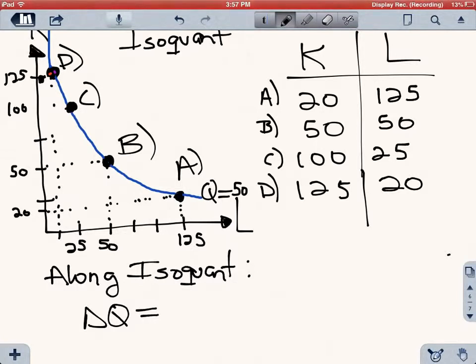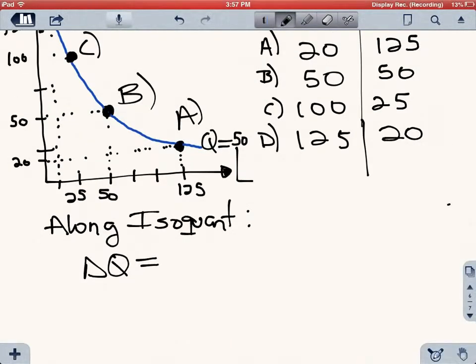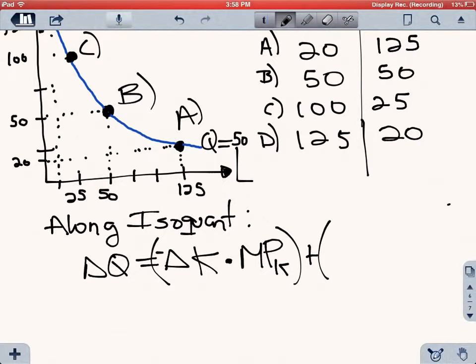So your change in capital is going to be the increase in capital times the amount of output that you get every time you increase your capital by 1. And that we call the marginal productivity, in this case of capital. And that's going to be negative since we are actually losing capital if we're moving from A to B. But we are actually gaining labor, so we have to add that to our output. We're gaining output from the additional labor.